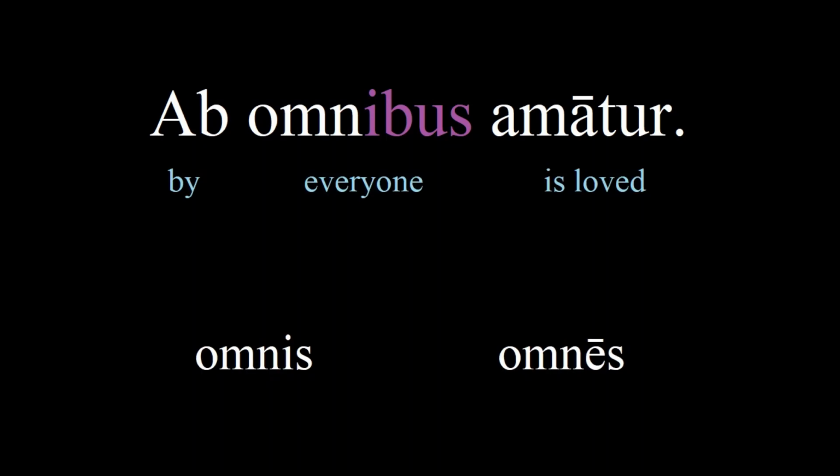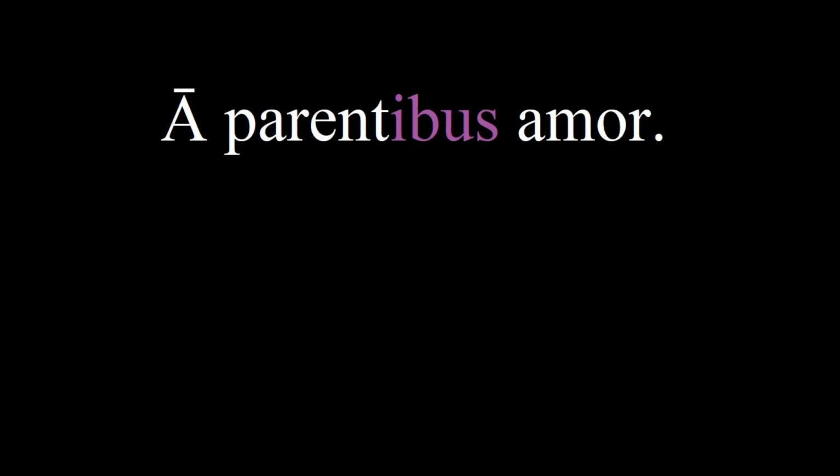Omnibus is the plural ablative form of omnis, whose plural form is omnes, as we know from the beginning of each video. This is a third declension noun. Note also that when the following word begins with a vowel sound, a changes to ab. However, ab can be used at any time. Here's another third declension noun. A parentibus amor. I am loved by my parents.